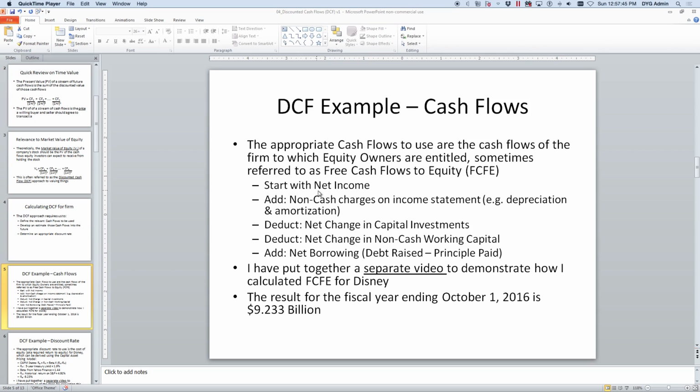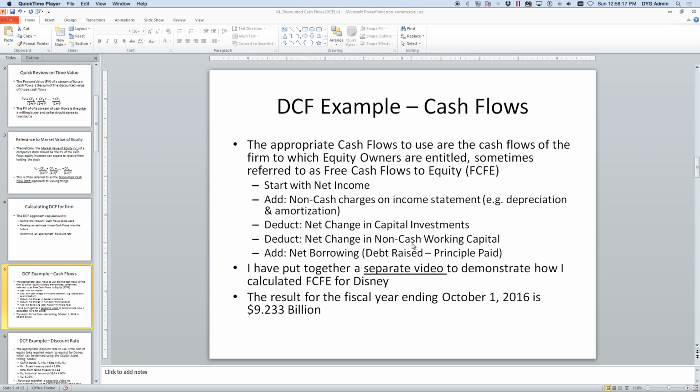To get those, you would basically start with the net income of the company. You add back any non-cash charges, since those aren't real cash and you want to deal in cash. So that would usually be depreciation, amortization. You're going to subtract any net change in capital investment, so investments that you made less any money you received from, say, selling some investments. And you subtract that because obviously that's no longer available to equity.